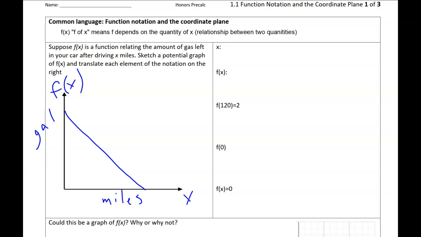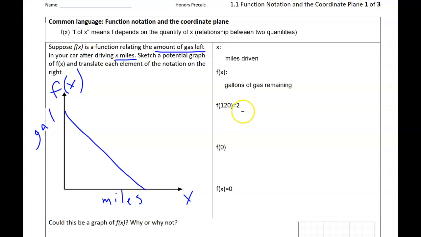And then I like to annotate as I read these contexts. Maybe some of you have already done this. So I would annotate the amount of gas left and x miles, and just make a note of what we're talking about so that we can start to fill this out. So x was the number of miles driven. f of x was how much gas you have left. We'll say gallons. Good to have units, right? Gallons of gas remaining. Okay, so that was not rocket science.